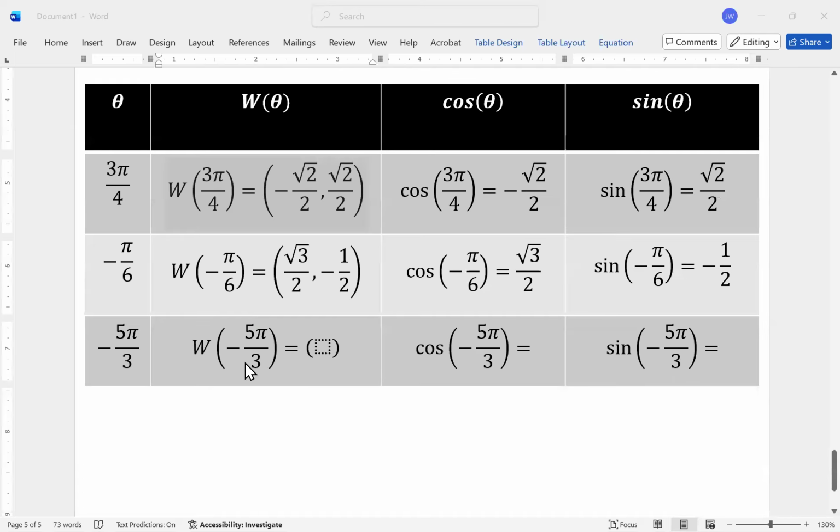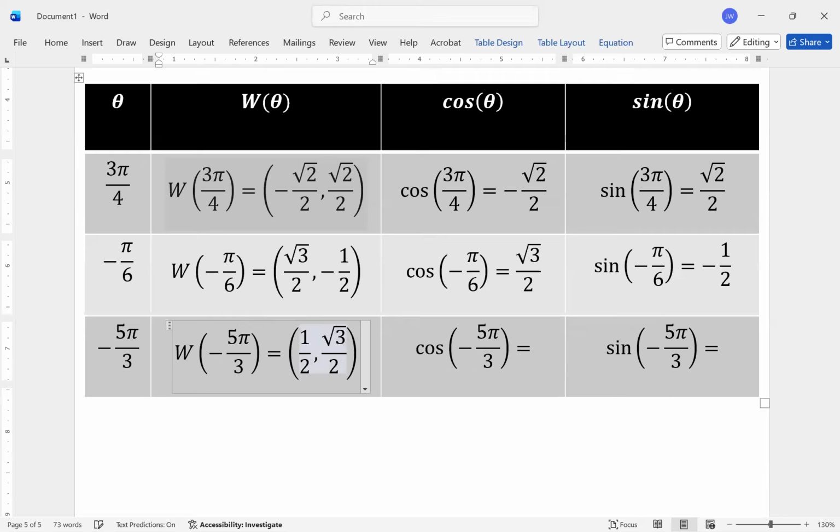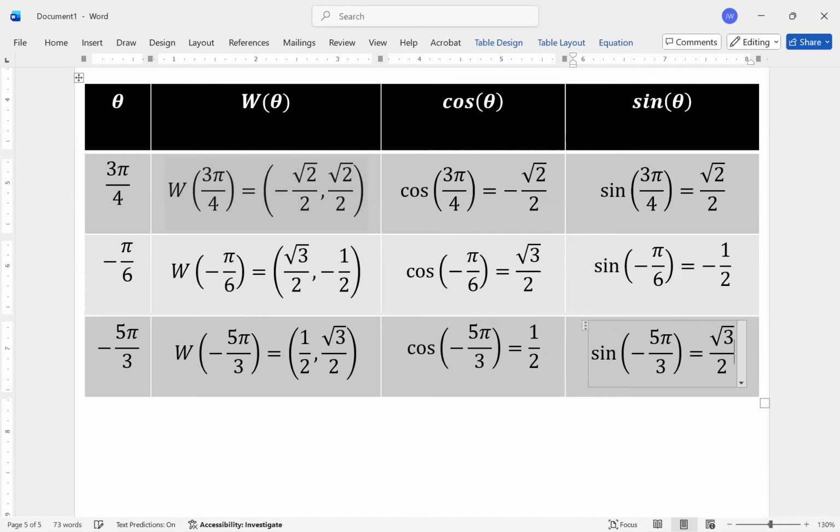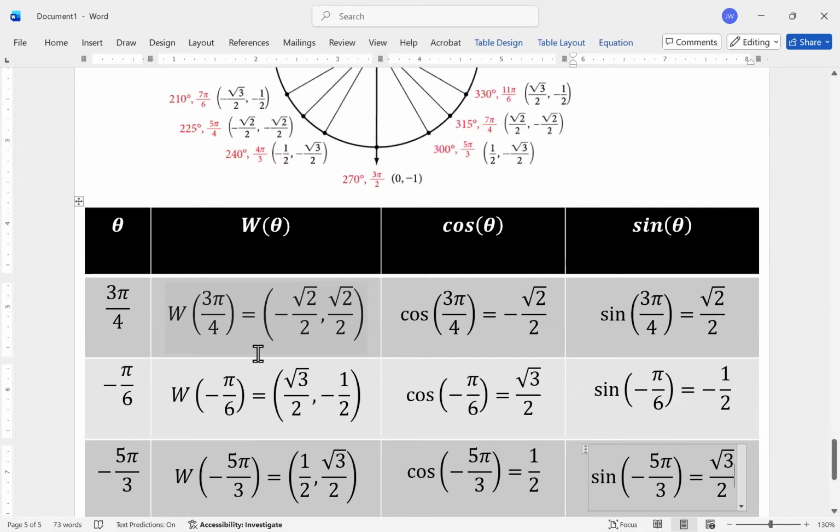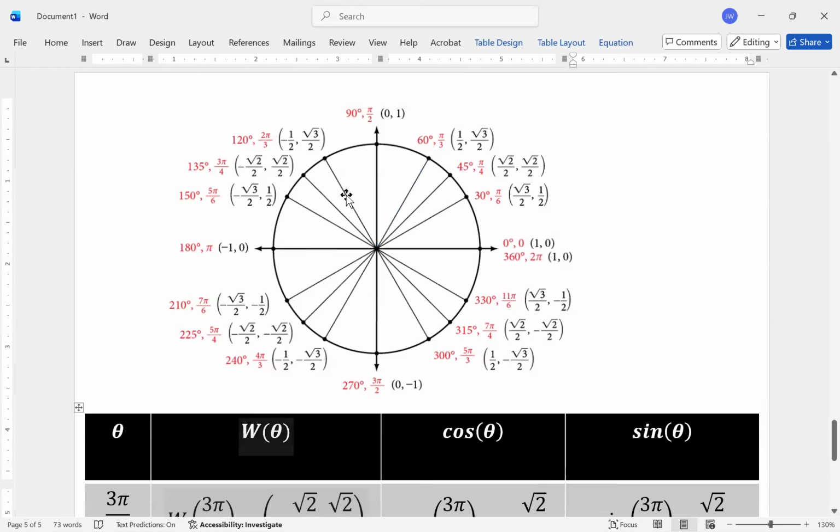So the wrapping function of negative 5 pi over 3 is 1/2, comma, square root of 3 over 2, which tells me that cosine of negative 5 pi over 3 is 1/2. Sine of negative 5 pi over 3 is the square root of 3 over 2. Again, that's just from this unit circle.